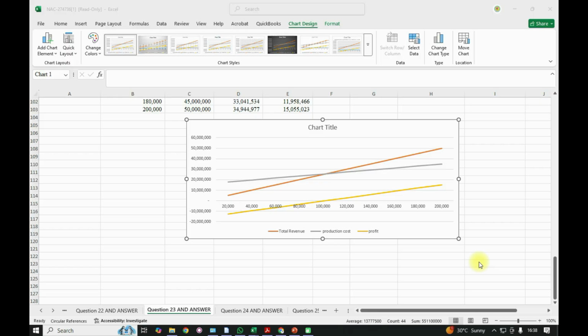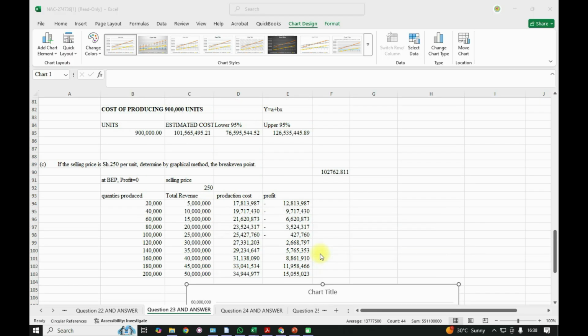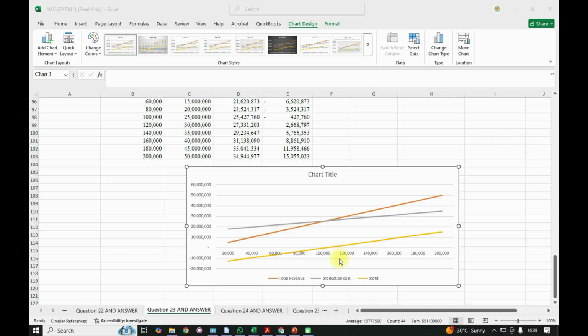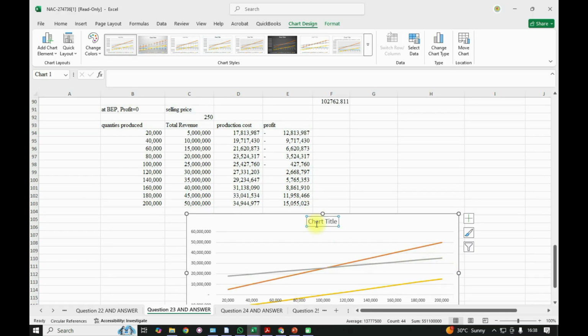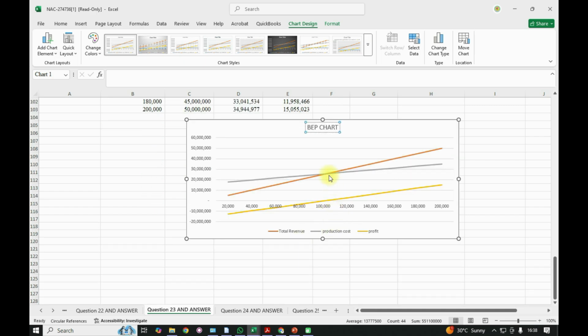So our break-even point now, remember you have said is where the profit is 0. So this is the BEP chart, or the break-even point chart. So you'll find that where the profit is 0 is at this point. Yeah, this point either is 10 something, the exact place.